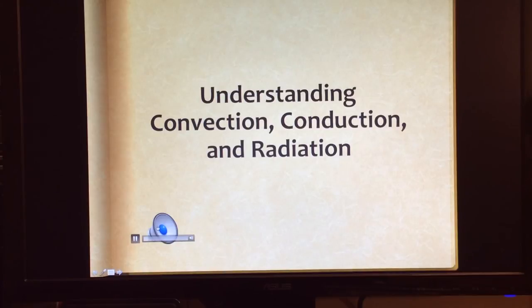This brings us to the end of my Physics Project 2 over understanding convection, conduction, and radiation. I hope that this has helped deepen someone's understanding of these three terms and how they work in the transfer of heat.